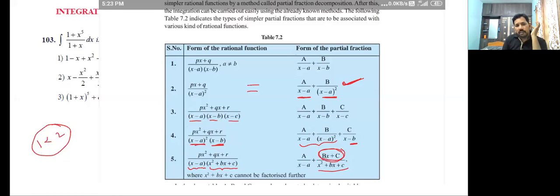I think students, all of you understood now. If you have not understood, okay, no problem. Just remember how we are splitting the partial fraction. This is one chapter in 2A.